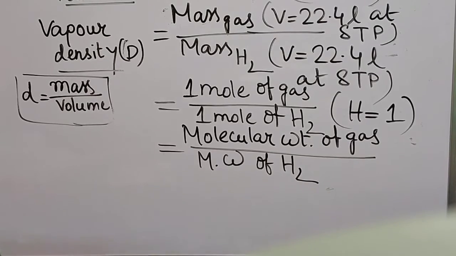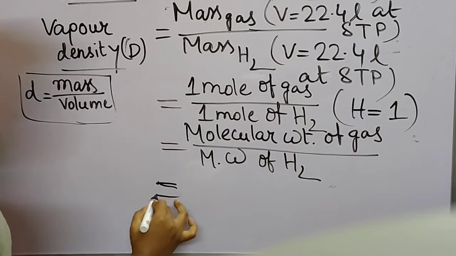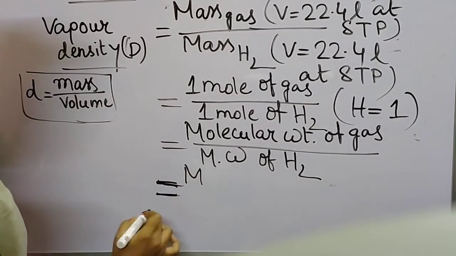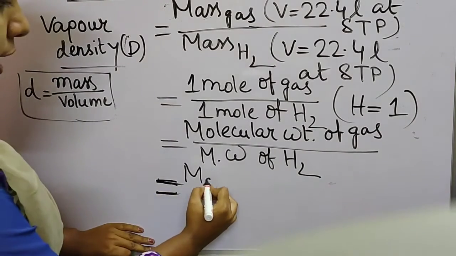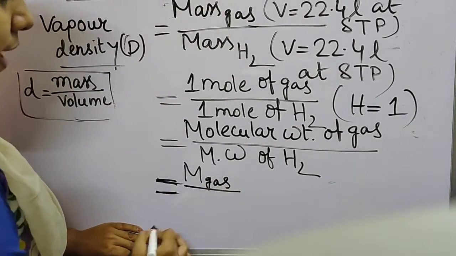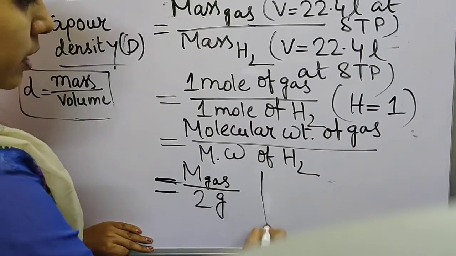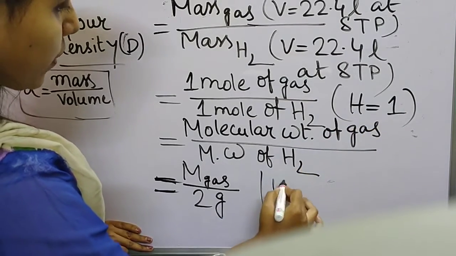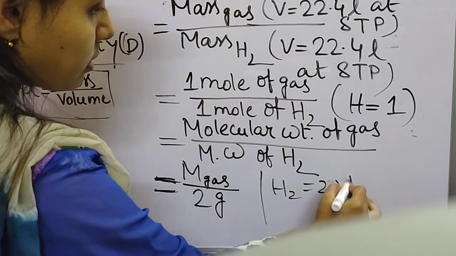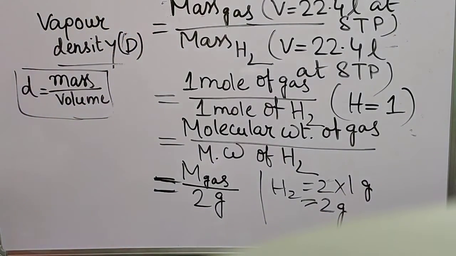So now, molecular weight of any gas, I am writing as capital M, for molecular weight of a gas divided by molecular weight of hydrogen, which will be 2 gram, because atomic mass of hydrogen is 1. So the molecular weight of hydrogen is 2 into 1, that is 2 gram. Okay, that is the molecular weight of hydrogen.